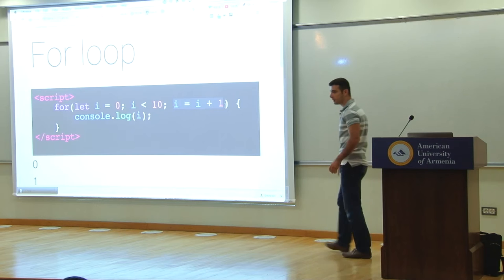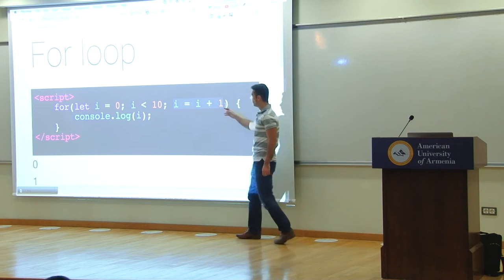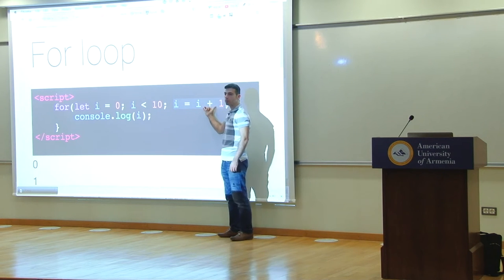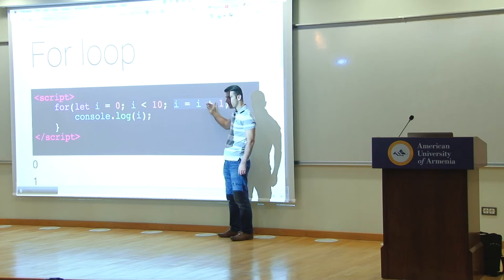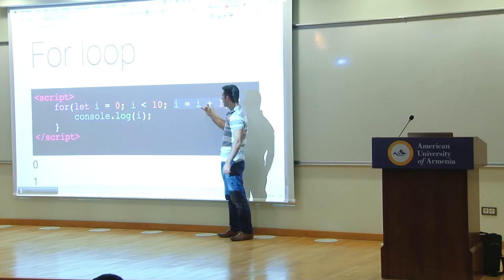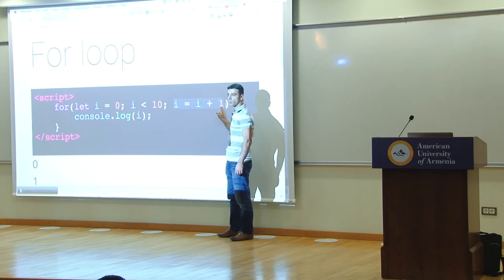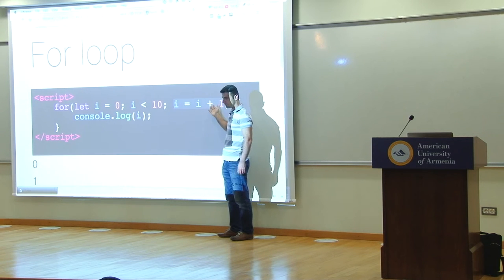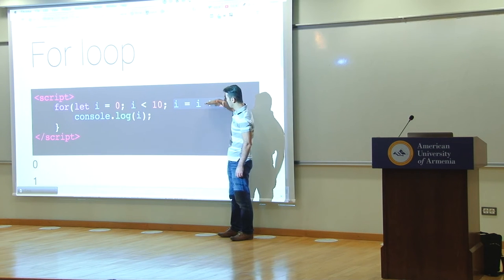We then have the part of the code that modifies i. That's this part here. We modify i doing plus plus. Well, we could have done i plus plus. We could have done plus plus i. We could have done i plus equals 1, right? Or we could do i equals i plus 1. All of these will yield the same result. Is that clear?